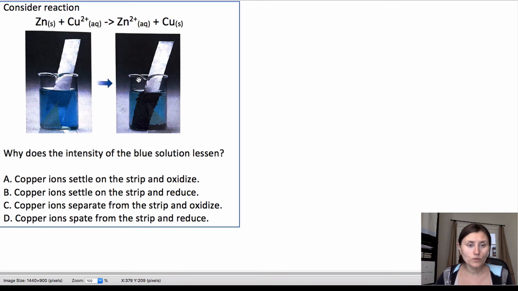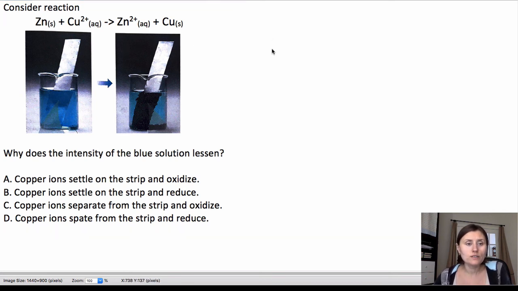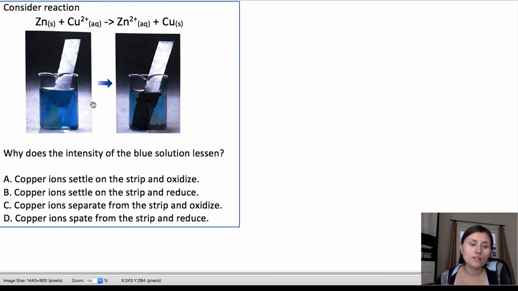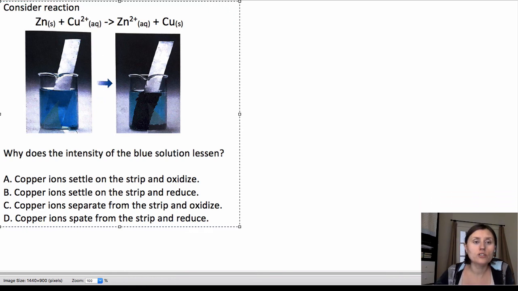All right, so one more question. Consider the reaction. We have zinc in solid form mixed with copper in liquid form, and then the products are zinc in ionic form, or liquid form, plus copper in solid form. So the question is, why does the intensity of the blue color lessen? And then we have 4 options. So what do we have here? What does this picture actually tell us?